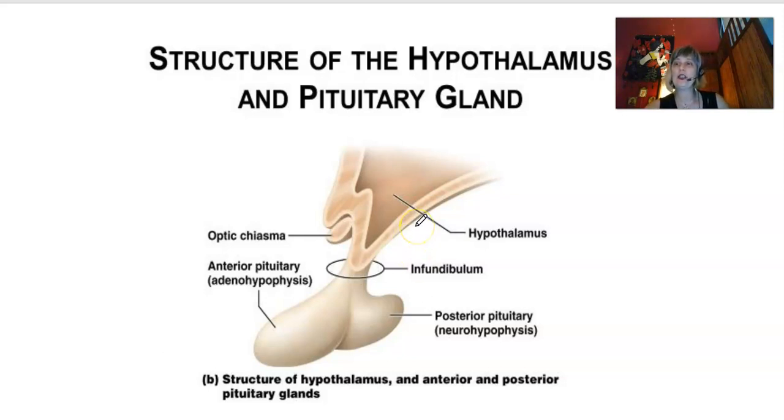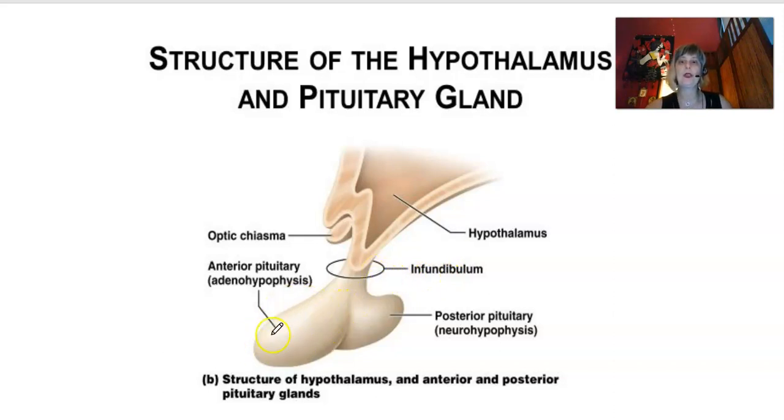Let's look at the relationship between the hypothalamus, which turns on the pituitary gland. So the hypothalamus is basically the control center for the endocrine system, and the pituitary gland, anterior and posterior, is an extension just below the hypothalamus, which is connected via this structure called the infundibulum.